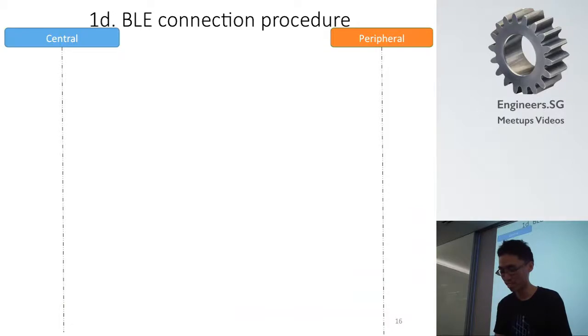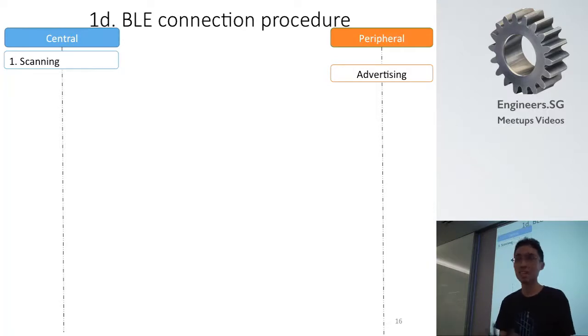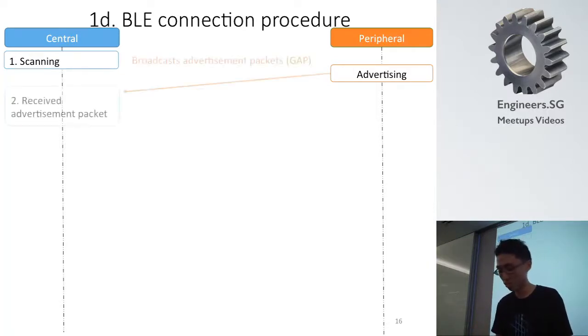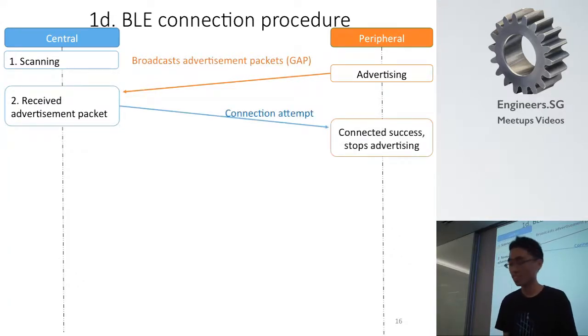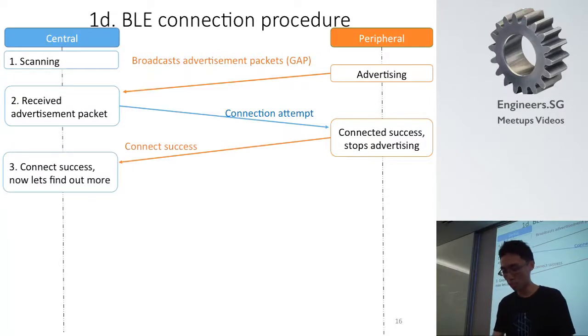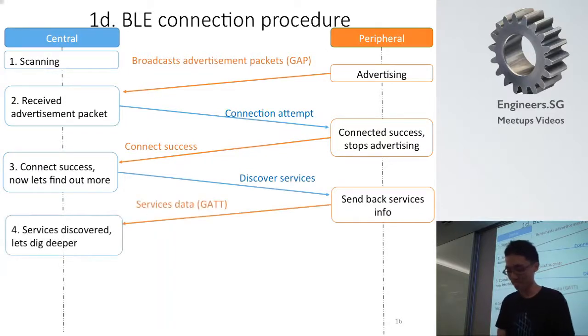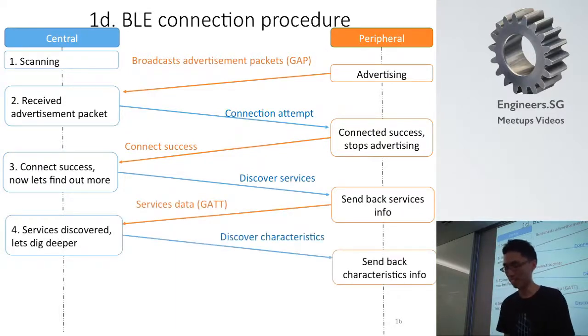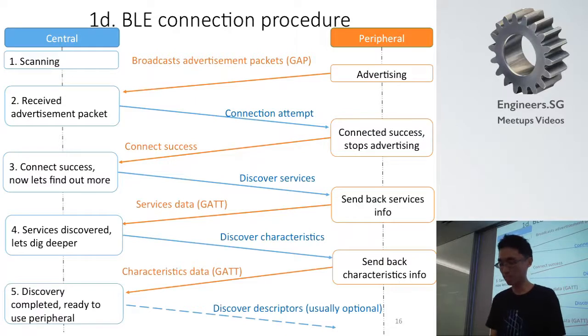So, the connection procedure. First, the peripheral advertises, and the central scans. Scanning means looking for devices. The central receives the advertising packet and attempts to connect to it. Once the central connects, the peripheral must stop advertising because it can only connect to one central at any one time. Connect success. We need to find out more, so the central will attempt to discover services. The peripheral sends back the services data. Then we still need to find out more, which is the characteristics, and the peripheral will send it back. Normally up to this point is good enough. If you want to discover descriptors, you just take one more step.